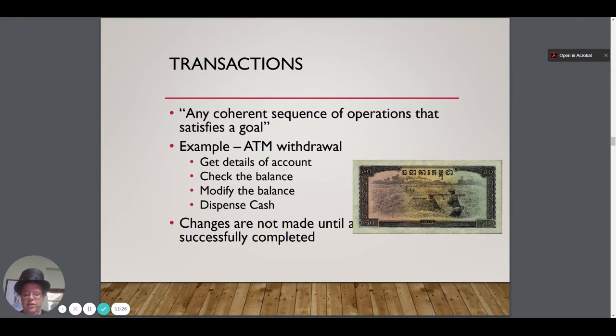And here we have a picture of Khmer Rouge money. The Khmer Rouge famously abolished money after declaring the year zero, but the Chinese actually made them print notes in order to pay for weapons that they were buying from the Chinese. So a little bit of Southeast Asian history there.